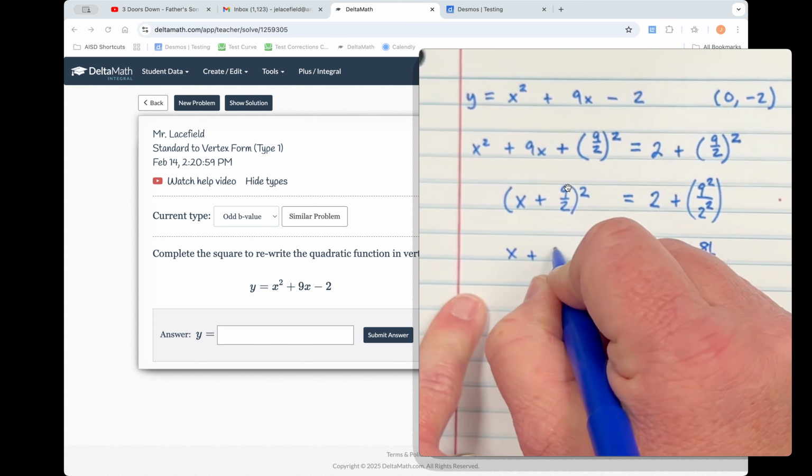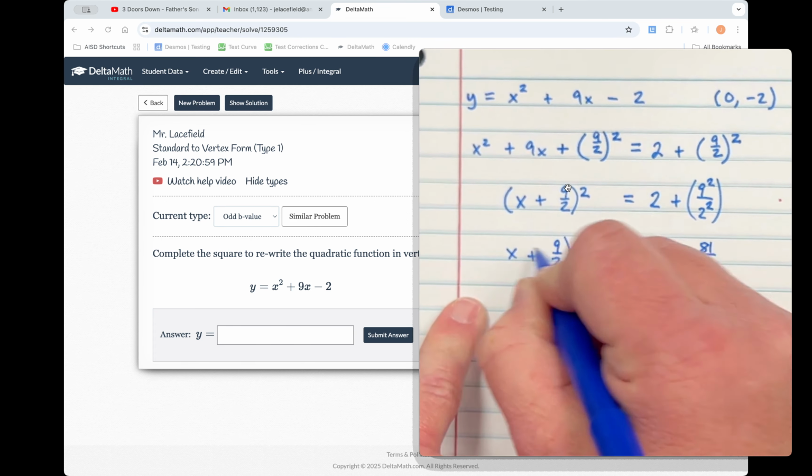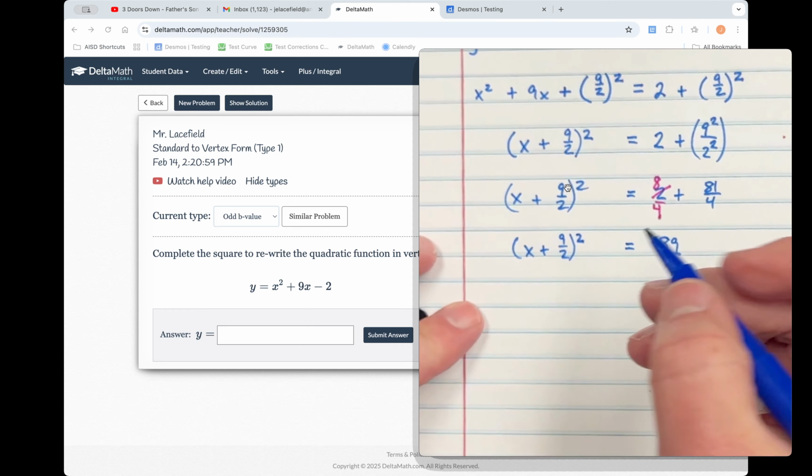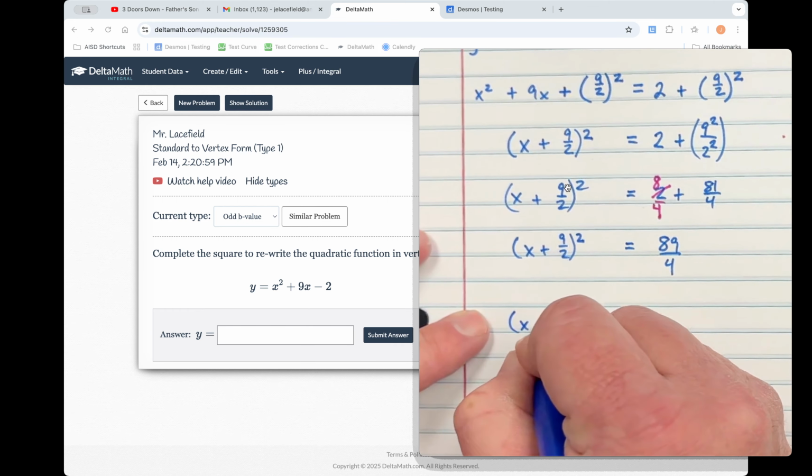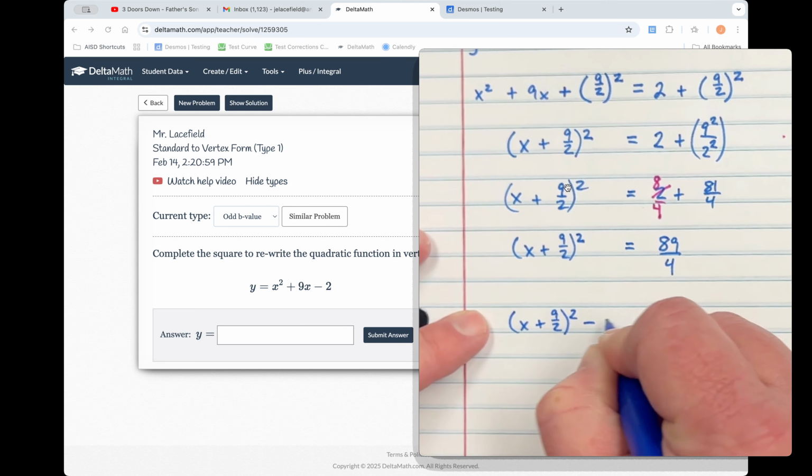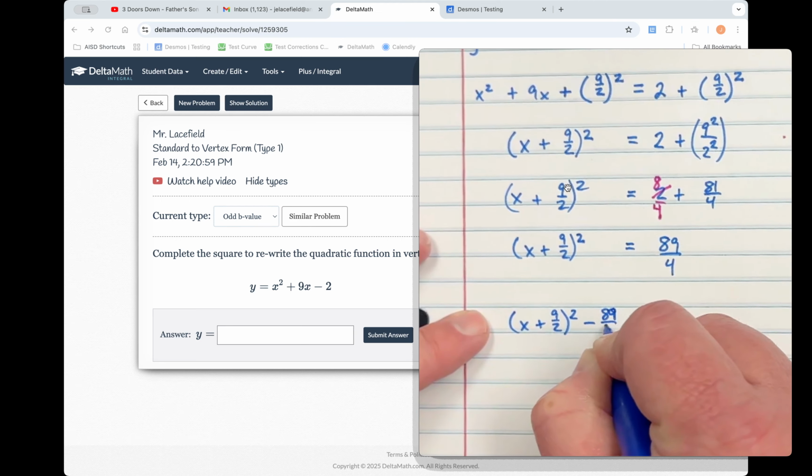So 2 plus 81 over 4. And that just tells us that we're going to actually need a common denominator. So let's figure out, this is 2 over 1. So I make it a 4. That means multiply the top by 4. That's 8. And now you have 8 plus 81. This is going to give us 89 over 4. And you'll have x plus 9/2 squared equals 89 over 4. And then what you'll do is you'll subtract it. You'll have x plus 9/2 squared minus 89 over 4.